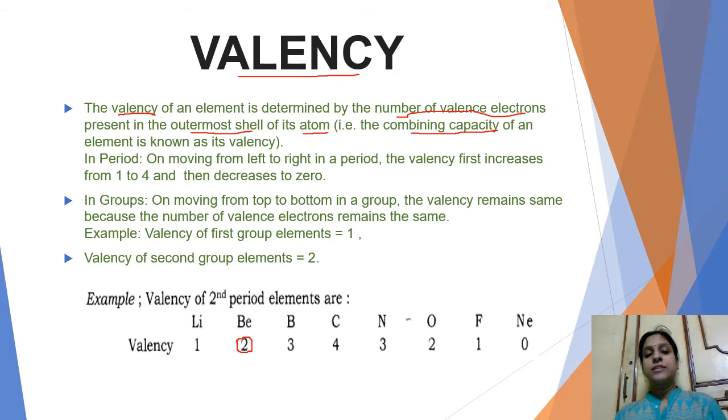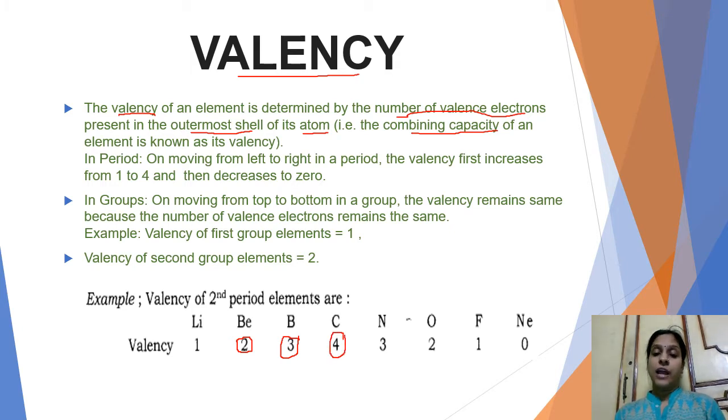Similarly, if we move through the second period elements, boron atomic number is 5, so the configuration becomes 2 3, and the valency is also 3 because in the outermost shell 3 valence electrons are present. And carbon atomic number is 6. The configuration becomes 2 4, valence electrons are 4, and its valency is 4.